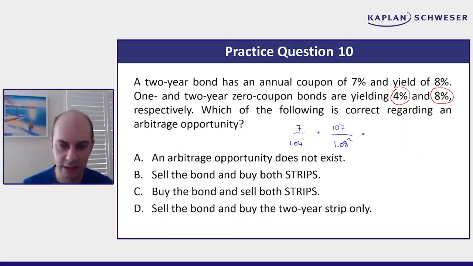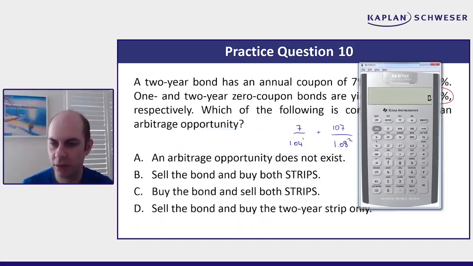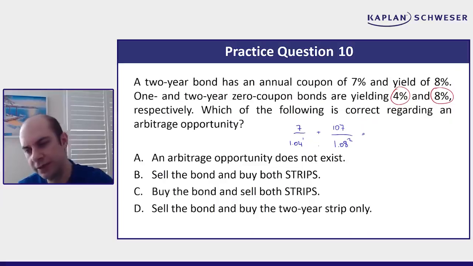Okay, so let's start by calculating our arbitrage-free price. Remember, whenever we are discounting at spot rates, we are calculating an arbitrage-free price. Okay, so I've got 98.47.